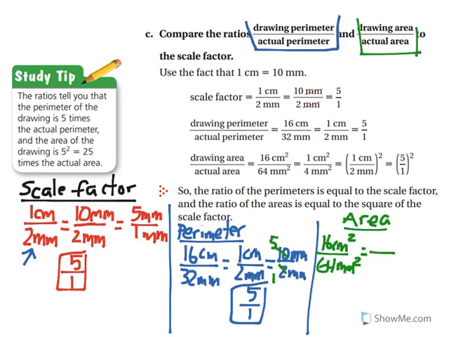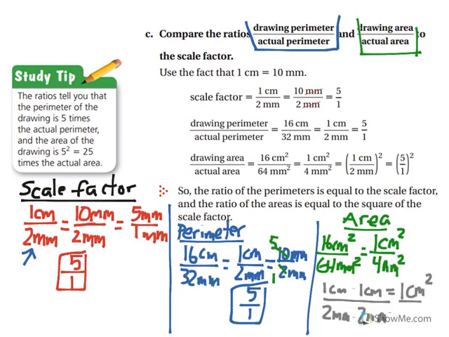16 goes into 64 4 times, so I have 1 centimeter squared to 4 millimeters squared. And let me see if this makes sense to you. If I do 1 centimeter times 1 centimeter, I get 1 centimeter squared. And if I do 2 millimeters times 2 millimeters, I get, well, I'm sorry, I get 4 millimeters squared, right?